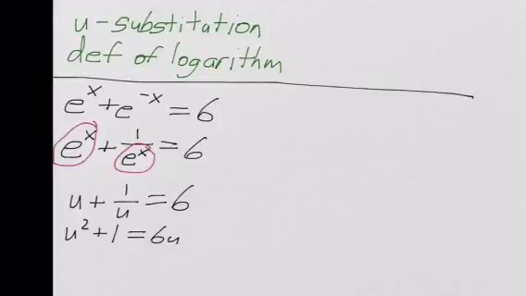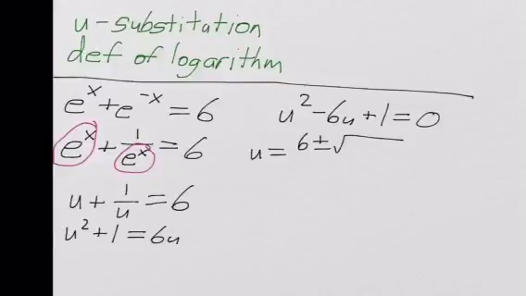Now, since I don't know how to solve a quadratic in that form, I need to move the 6u to the other side. So I get u squared minus 6u plus 1 equals 0. And this is something I'll go ahead and plug into the quadratic formula. So I get u equals 6 plus or minus the square root of negative 6 squared minus 4 times 1 times 1, so that's just minus 4, all over 2 times 1.